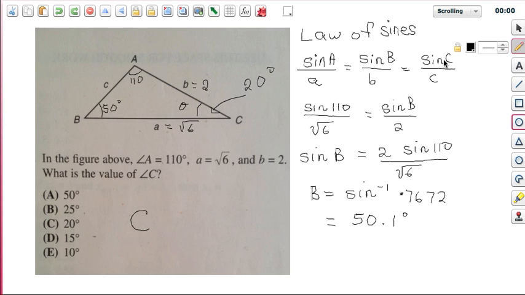So we can say sine 110 over square root of 6, and we know side b, so we could figure out the angle B by setting that equal to sine B over the length of side b. Rearranging this, we get 2 sine 110 over root 6, which happens to be 0.7672. To figure out the angle B, we simply take the inverse sine of all of that, and we get very close to 50 degrees. The sum of the interior angles adds up to 180, so we take away from 180, we get 20 degrees, and the answer is 20 degrees.